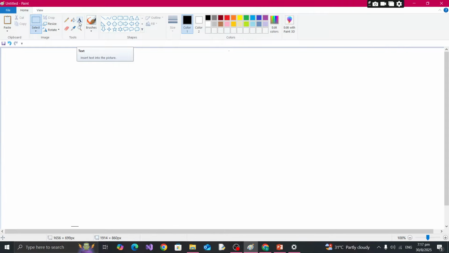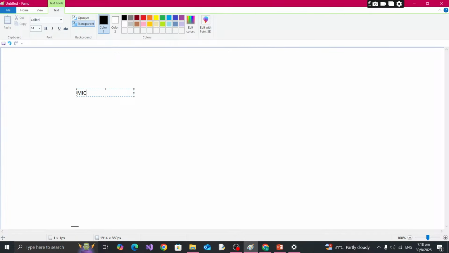First we need to learn what is a microcontroller and what is a microprocessor. So microprocessor, we know it is the processing unit of any system, and microcontroller is nothing but a microprocessor.